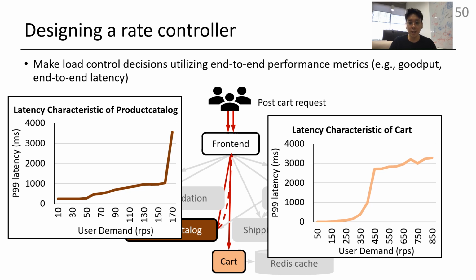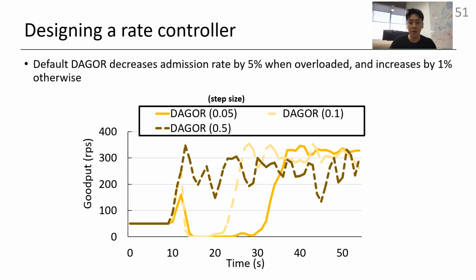We previously explained that overload mitigation at individual services does not lead to maximal throughput. Thereby, we want a rate controller that makes load control decisions according to end-to-end performance metrics. Moreover, existing approaches often have a static load control policy that reacts to the overload with a fixed step size. Default Dagor decreases admission rate by 5% when overloaded and increases by 1% otherwise.